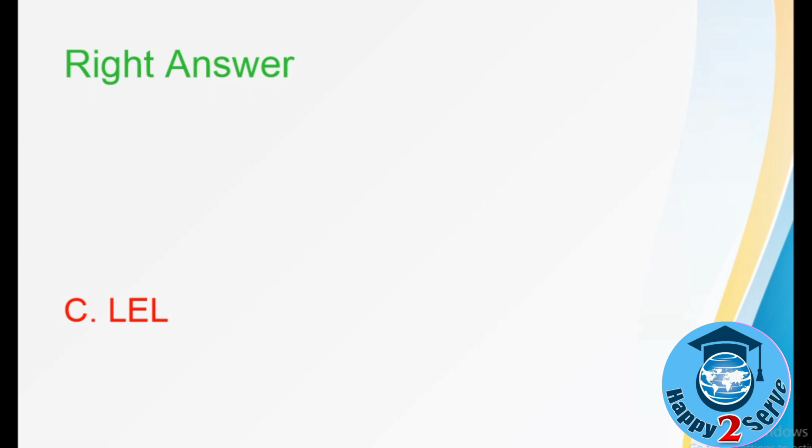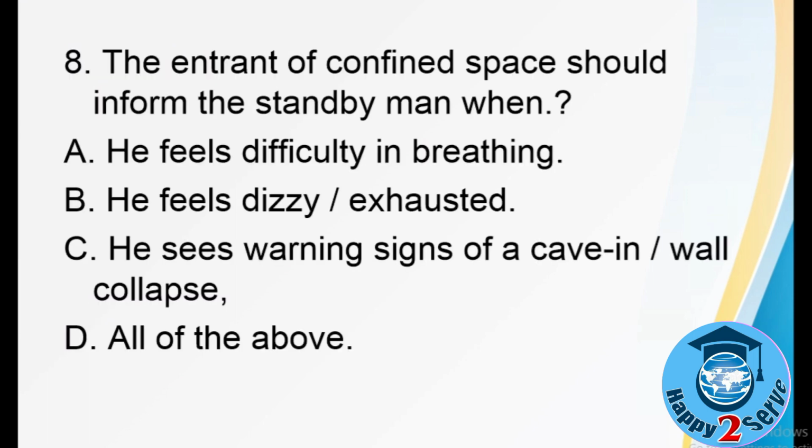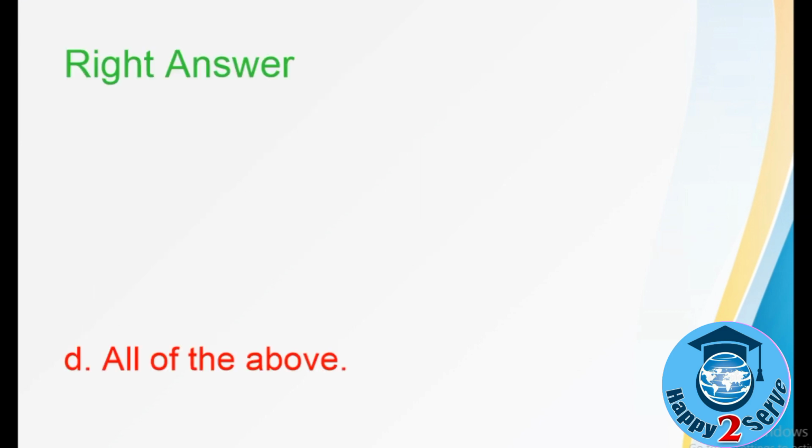8. The entrant of a confined space should inform the standby man when? A. He feels difficulty in breathing. B. He feels dizzy or exhausted. C. He sees warning signs of a cave-in or wall collapse. D. All of the above. Right answer: D. All of the above.